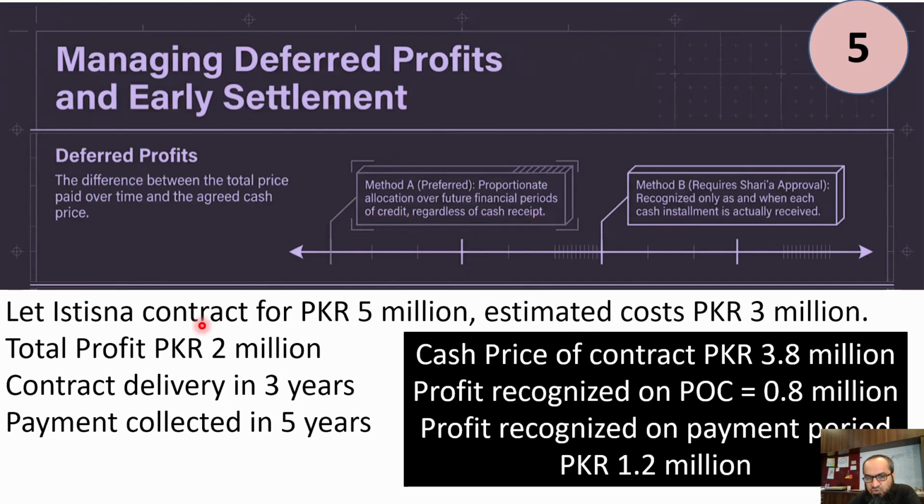Now in the next 2 years, maybe in year 1 we receive just 100,000 cash, and in year 2 we receive 1.1 million cash, because 1.2 million is outstanding, right? So the standard says that we have to divide the profit proportionately regardless of the cash flow: 50% of the profit, that is 0.6 million, in year 1, that is year 4, and 0.6 million in year 5. But the second method, which requires Sharia approval, recognizes profit only as and when each cash installment is actually received. This is a sort of time value of money related model.